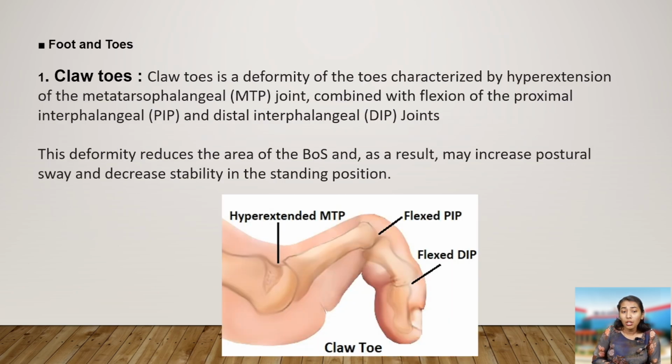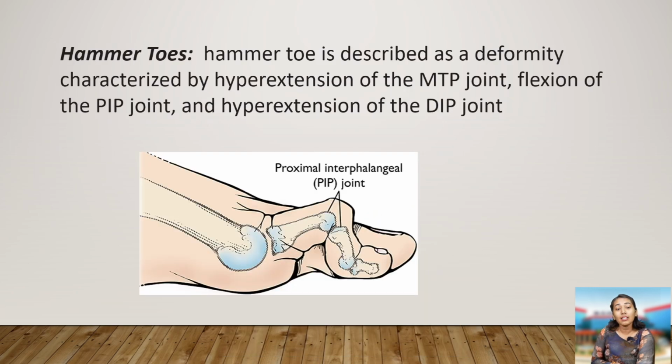In the foot and toe, there is one condition called claw toes. Now this claw toe is where there is hyperextension of the MTPs, flexed PIP and flexed DIP, because of which the base of support is reduced. And because of the reduced base of support, there is postural sway and decreased stability in the standing posture. Next condition that you can see is hammer toe. Now in hammer toe, there is flexion of the PIPs, which will again cause decreased base of support and decreased stability.